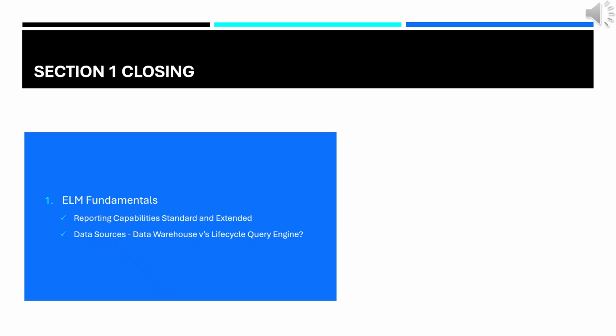So that's the end of section 1. We've covered the ELM fundamentals. We've taken a look at reporting capabilities, both standard and extended, what those look like, and we've had a very top level view of our data sources and making the right choice between data warehouse and a lifecycle query engine.